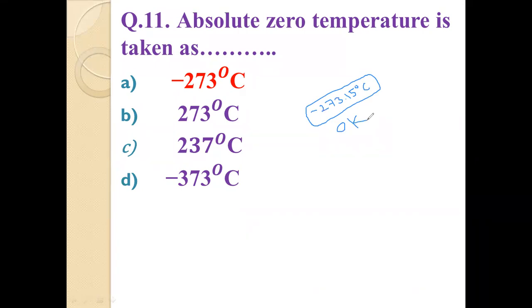So, our options are on the degree Celsius scale, and options are given here: minus 273, 237. This is not the answer of the question. This is also not the answer. This is also not, but this is the correct answer of this question. Now we will move towards the next question.